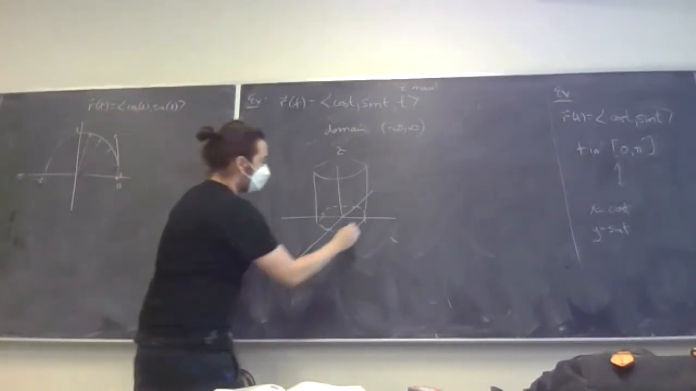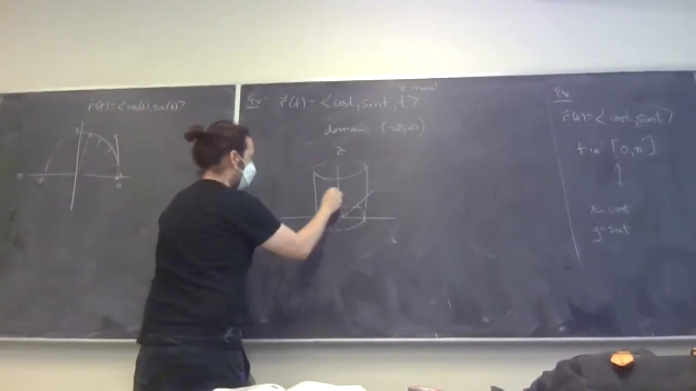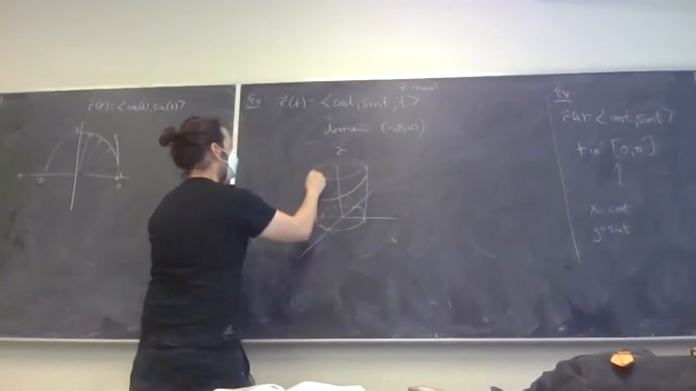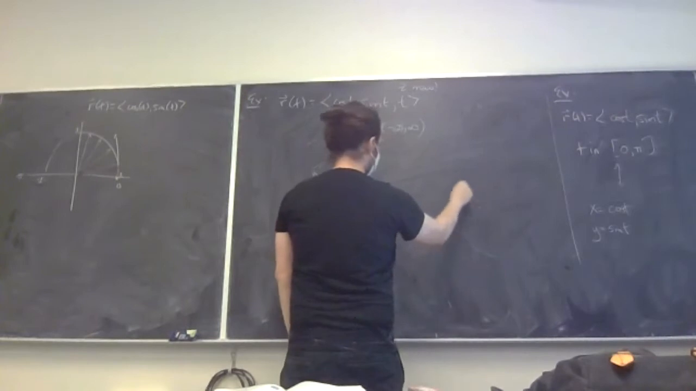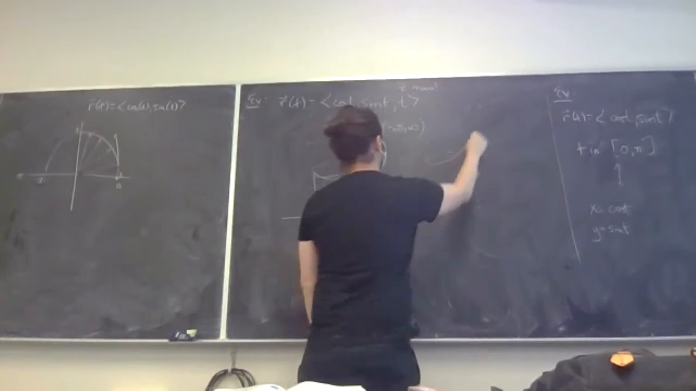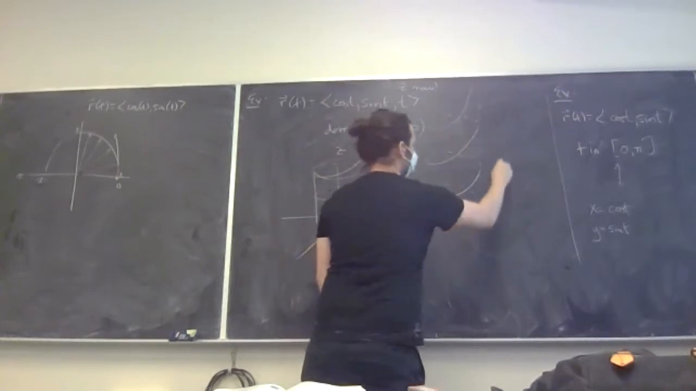So what you get is a shape that looks like this. Around back, and then it comes across the front, and around back, and across the front. I'll draw it like this. So it goes up and around the back, and across the front, and around the back, and across the front. What you get out is called a helix.